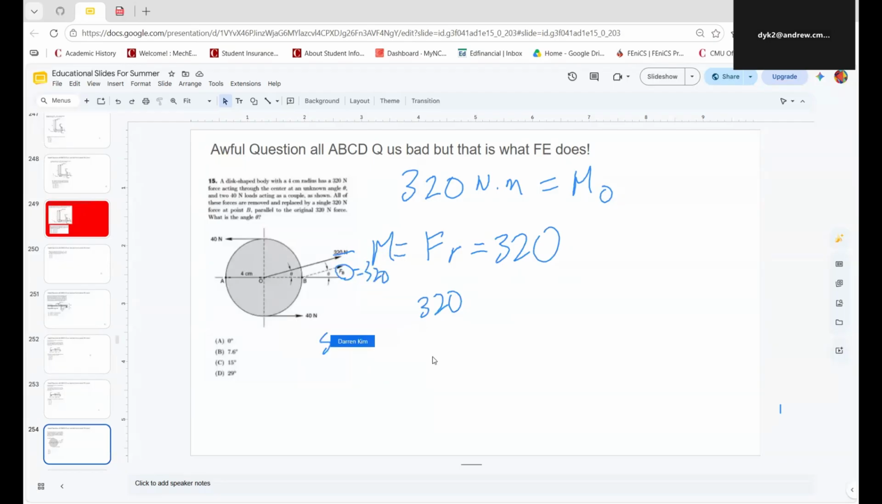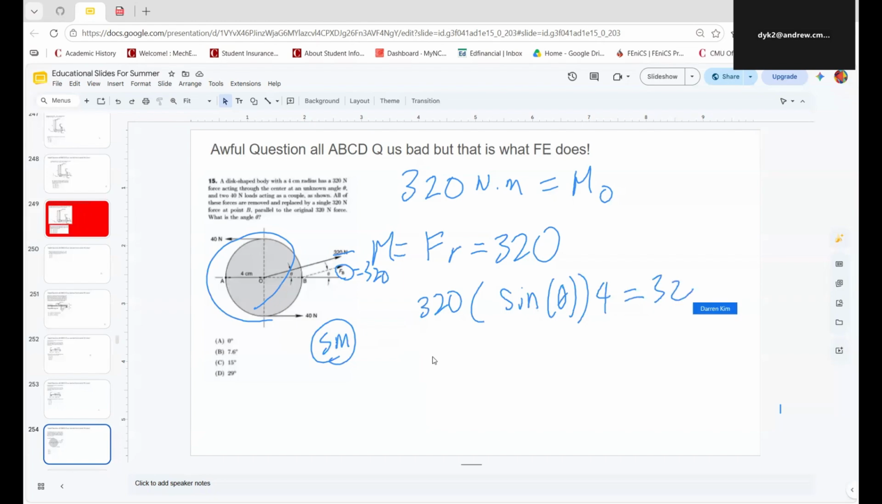I think there's a mistake in the creation of this. I think someone messed up the making of this thing. So it's going to be 320 times sine theta multiplied by 4 equals 320 again, right? Oh, also I should mention that this is going this way, so it shouldn't matter. So with that said, it is the arc sine, the inverse, to get theta equals 320 divided by 4 times 320.